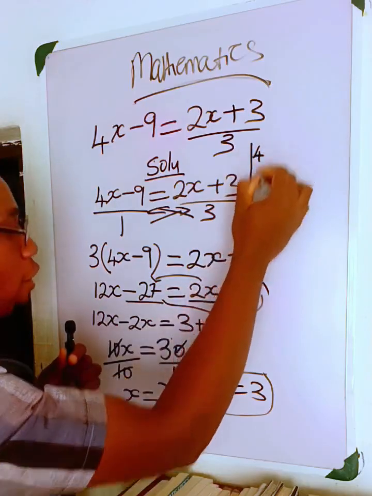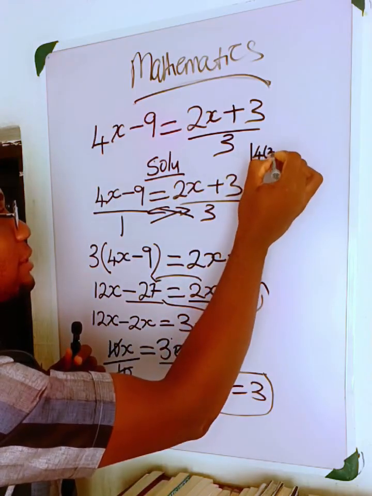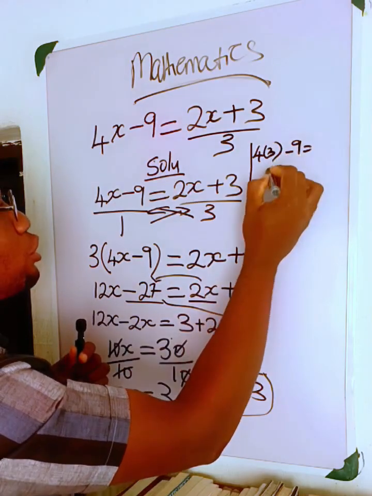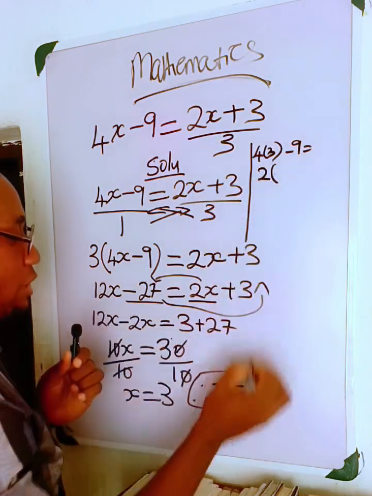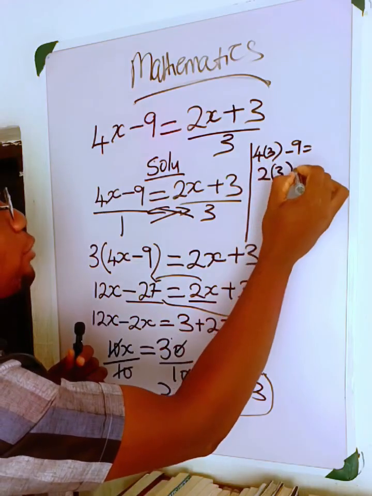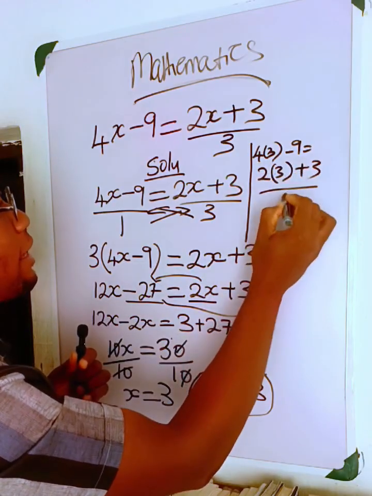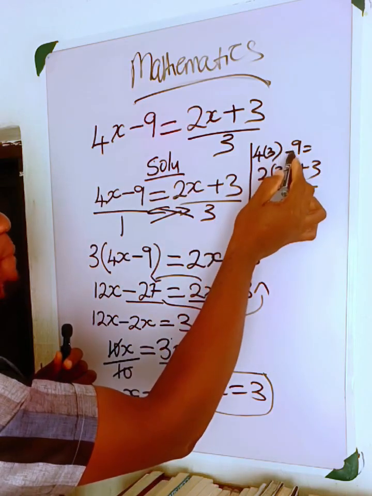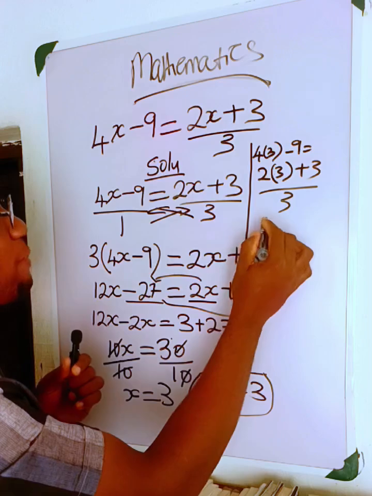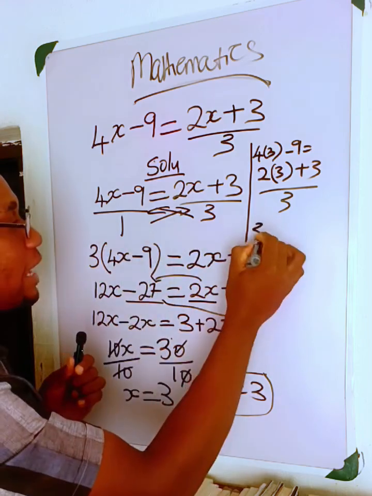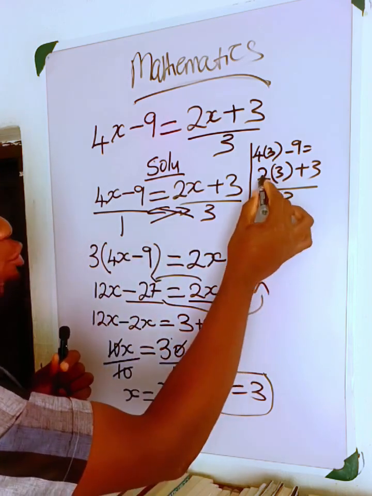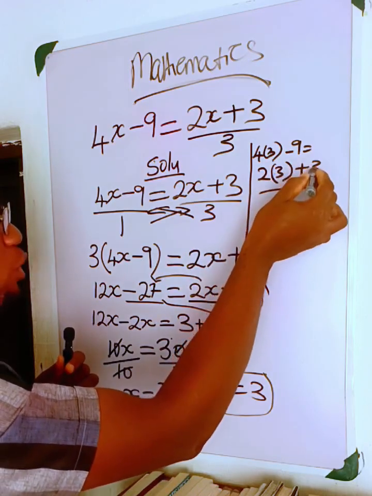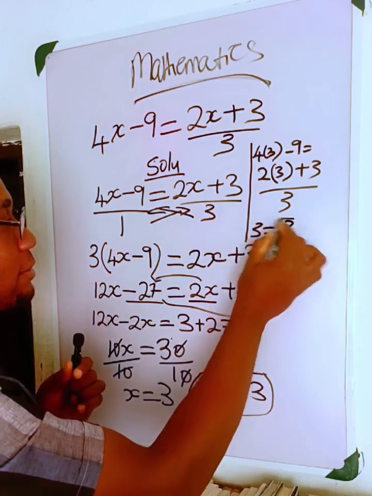4x, which is now 4 times 3, right? (4 times 3) minus 9 equals (2x, which is now 2 times 3, right?) plus 3, over 3. 4 times 3 is 12. 12 minus 9 is what? 12 minus 9 is 3. Are you following? Equals 2 times 3 is what? 6. 6 plus 3 is what? 9. 9 divided by 3 is 3.